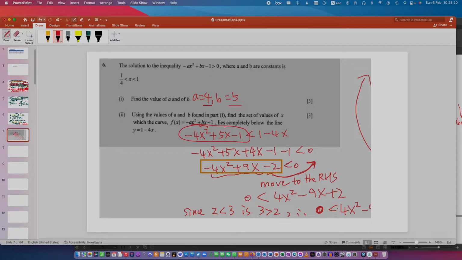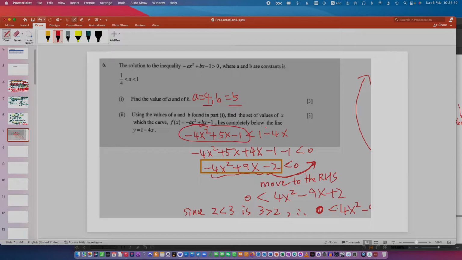Here it says lies completely below the line. Last time we talked about lies completely below. It means there is no intersection, right? Yes, graphically that's the meaning. A lot of students say it lies entirely below the line, so no roots, no intersection, so the discriminant is less than 0. But the question now is, do you need to make use of that concept or not? The answer here is no need.